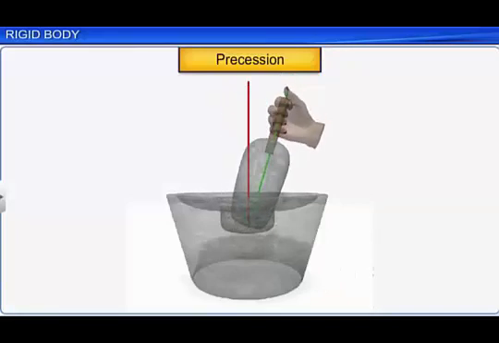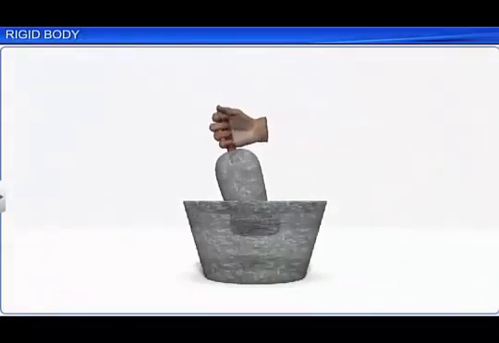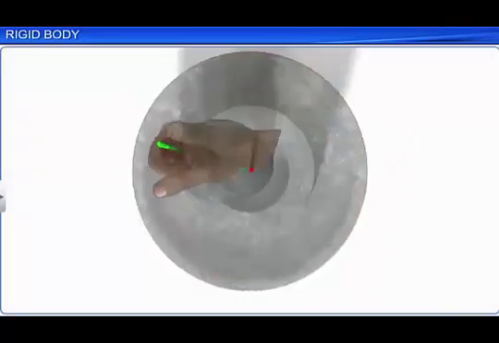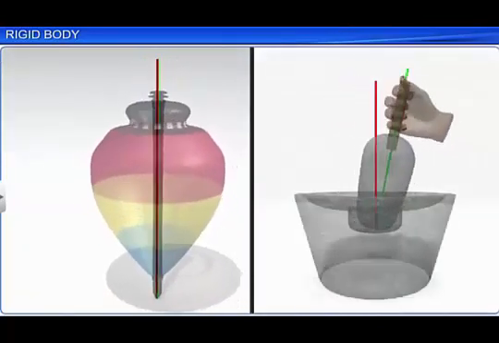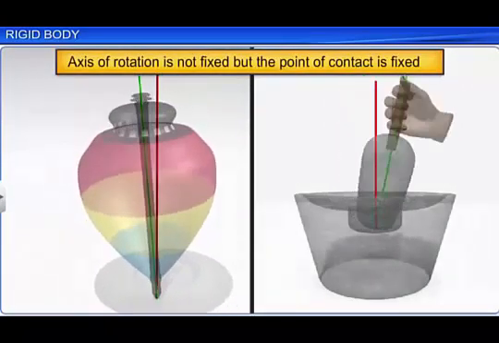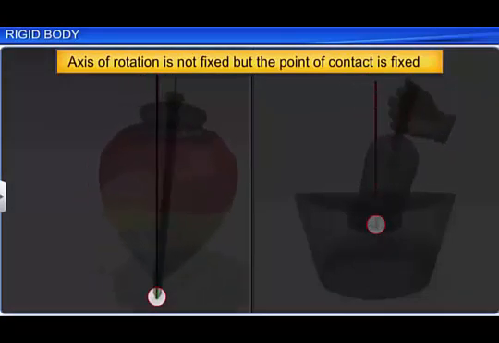Even the motion of a grinding stone is of this nature. The axis of the grinding stone rotates about a vertical line that is normal to the base of the lower part of the grinding stone. In these examples, even though the axis of rotation is not fixed, the point of contact of the body with the ground is fixed.